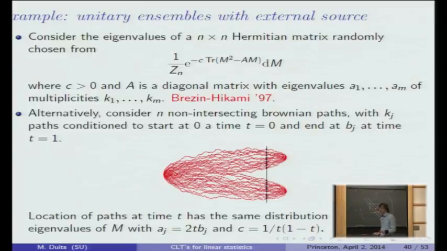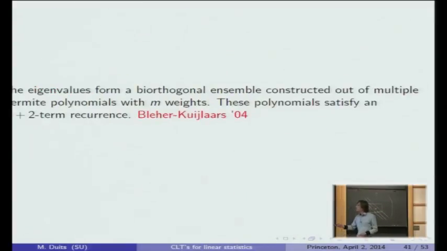This is something that's well known. The fact that you have a recurrence follows by a result of Bleher and Kuijlaars. They analyzed this using multiple orthogonal polynomials. You can show that this is a biorthogonal ensemble constructed out of multiple Hermite polynomials with m weights.